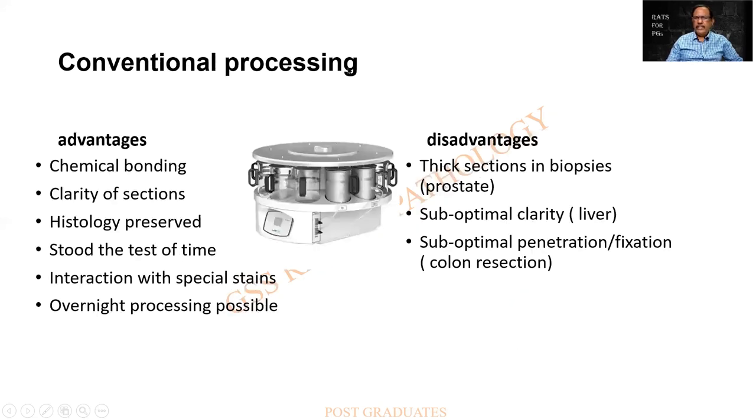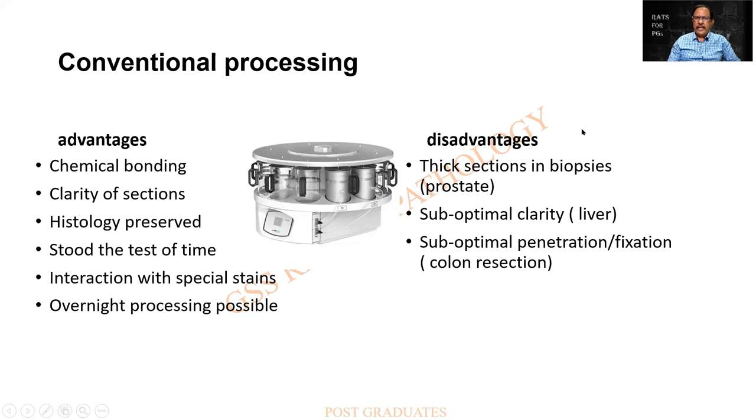Whereas this is the conventional processing. This was the first slide that I showed you, and this is supposed to be the most sincere technician in our laboratory, the histokinete, who continues to do the work day and night and even during Republic Days and Independence Days. The advantages are the chemical bonding is there, clarity of the sections, the histology is very well preserved, it has stood the test of time, it interacts with the various special stains as well as H&E, and overnight processing is possible. So even now the processing is going on in my college.